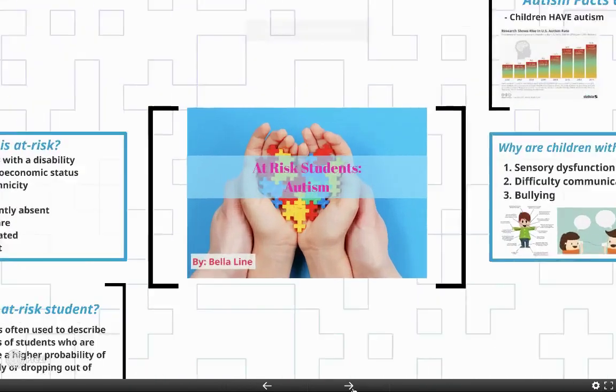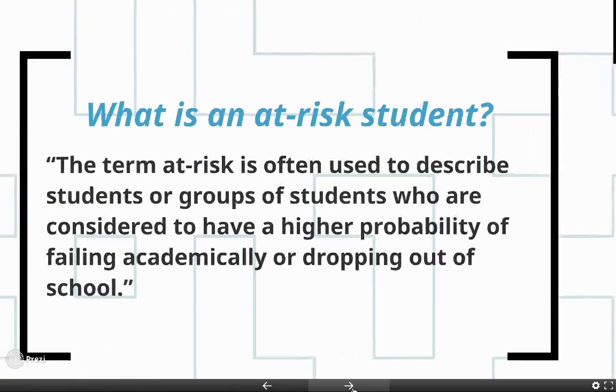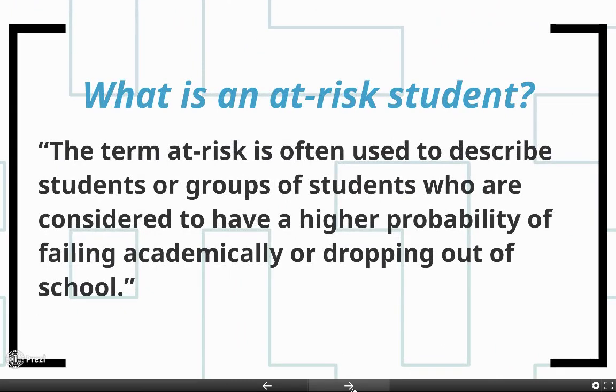Hello. Today we will be discussing at-risk students, but specifically those with autism. So, what is an at-risk student? According to the Glossary of Education Reform, the term at risk is often used to describe students or groups of students who are considered to have a higher probability of failing academically or dropping out of school.